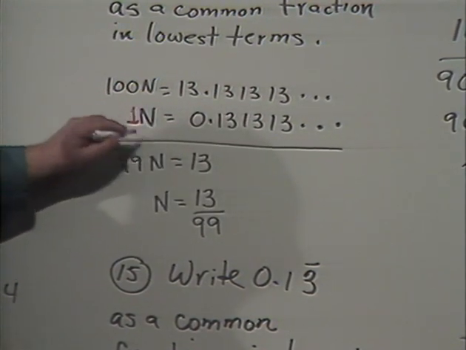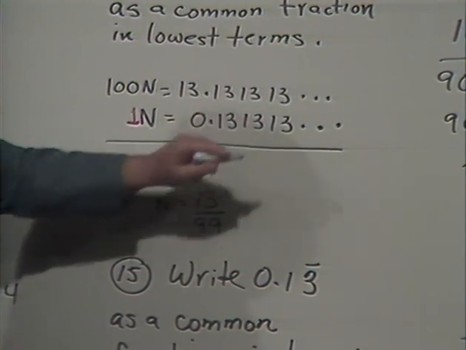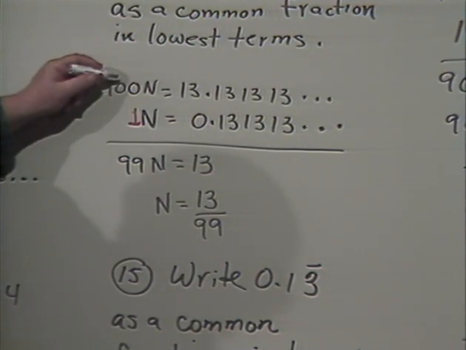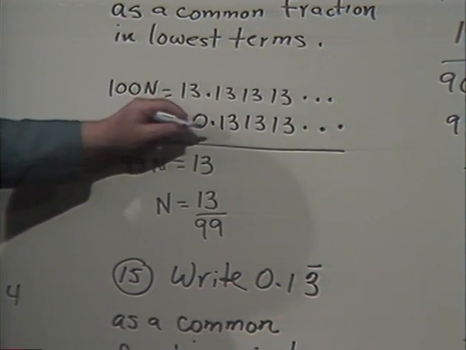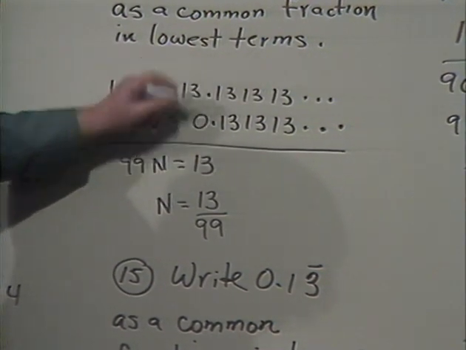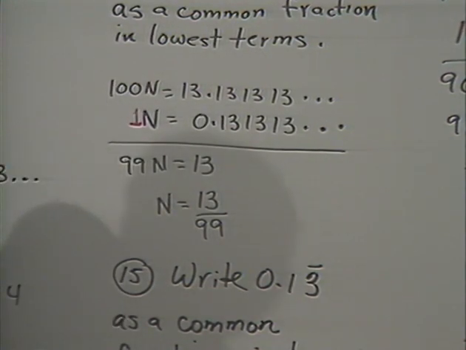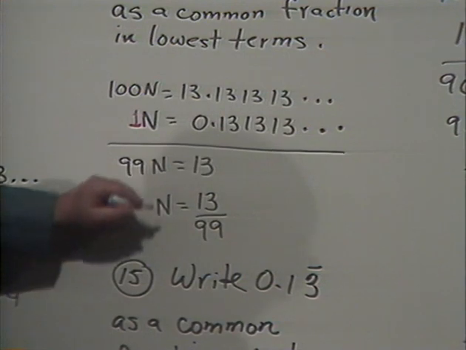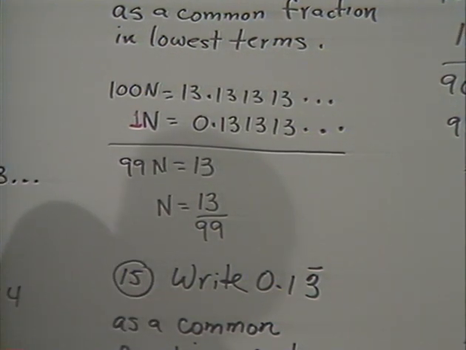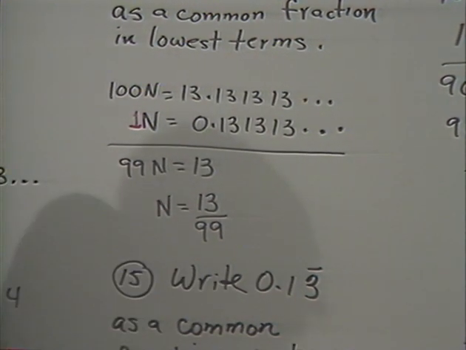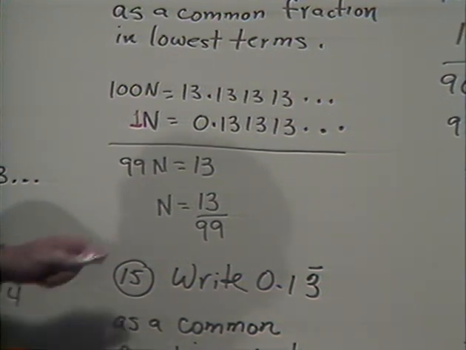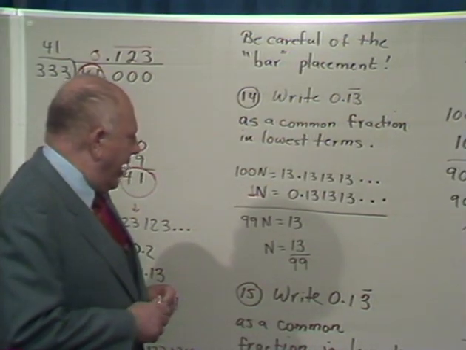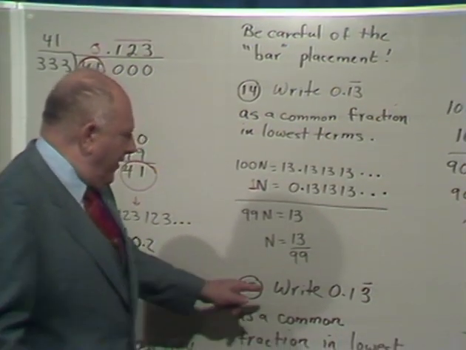1 n is 0.13, 13, 13. If I subtract 1 n from 100 n's, I get 99 n's. If I subtract the bottom from the top, the decimal part drops out. I'm left with 13. If 99 times n is 13, then n must be 13 over 99, and that's in lowest terms because 13 is a prime. So the answer to 14 is 13 over 99. Now watch problem number 15.